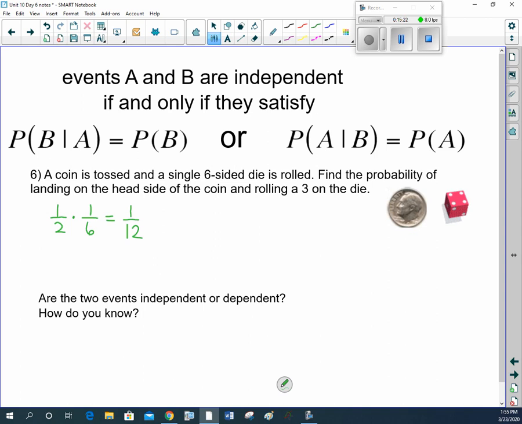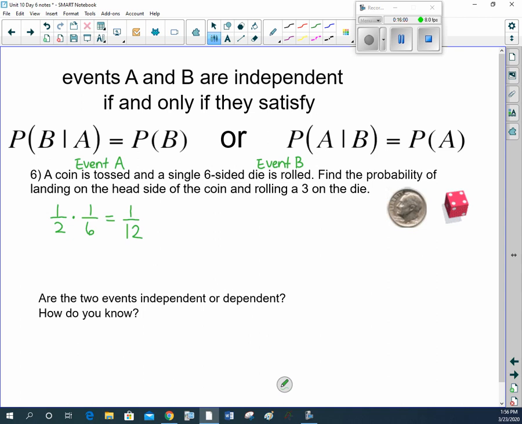So you can use either formula you want. You can use the one on the left, the probability of B given A equals the probability of B, or the probability of A given B equals the probability of A. Doesn't matter. You can pick either one. But what you have to do is define what event A is and what event B is. So I am going to call tossing the coin event A. We have to know at least which one is which. And then rolling the die, we're going to call event B.